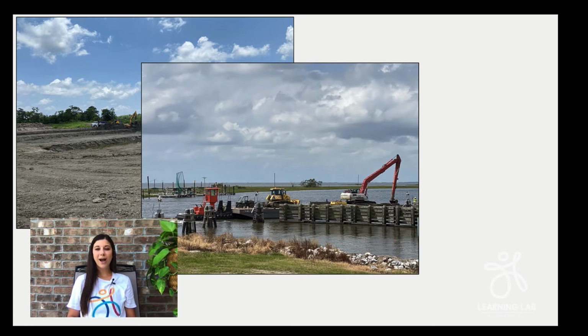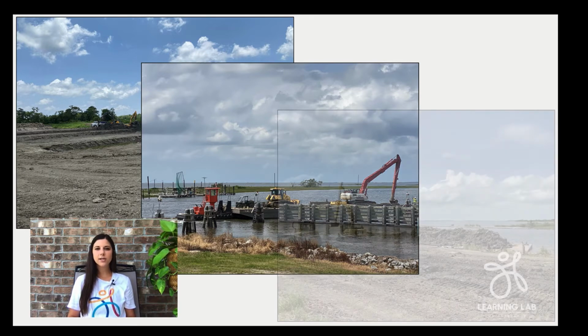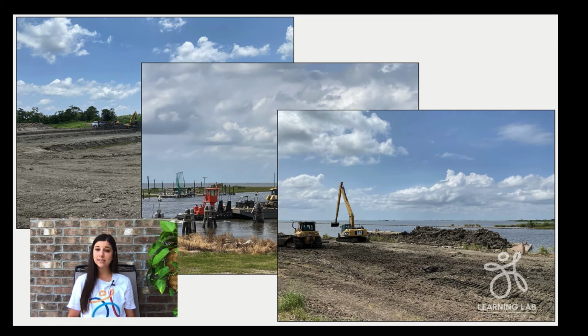Once the dirt arrives to the barge, excavators take the dirt and place it on top of the barge. Then the barge brings the materials and the excavators to the levee's location. Here, they take the dirt and place it to form the levee.